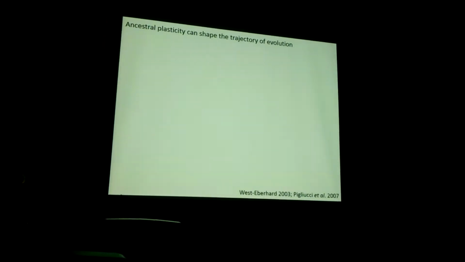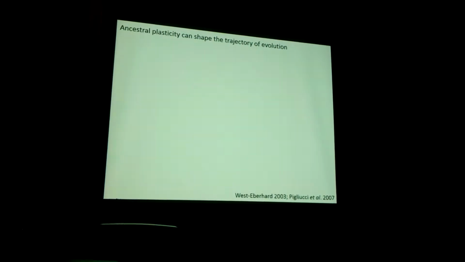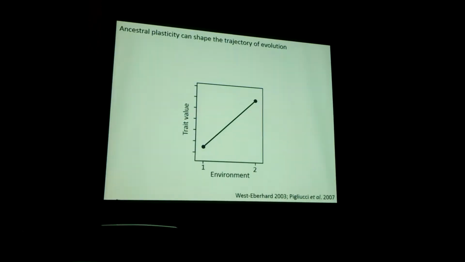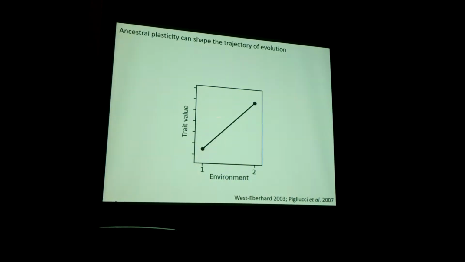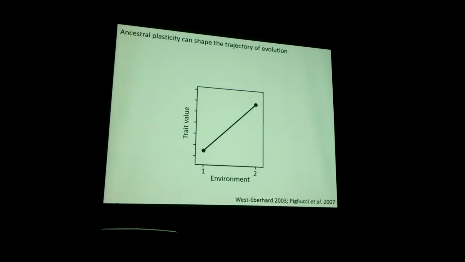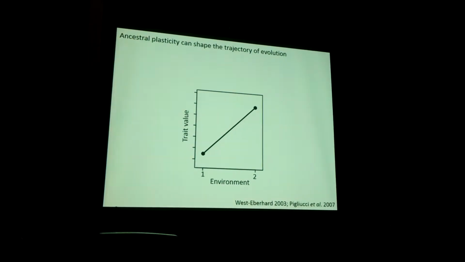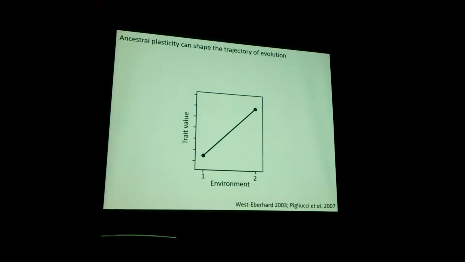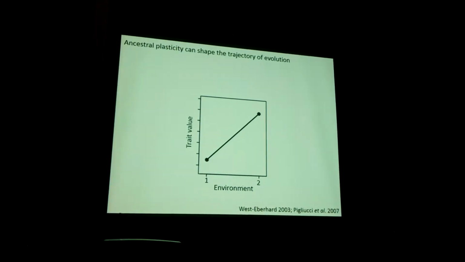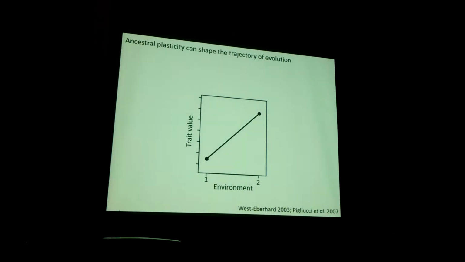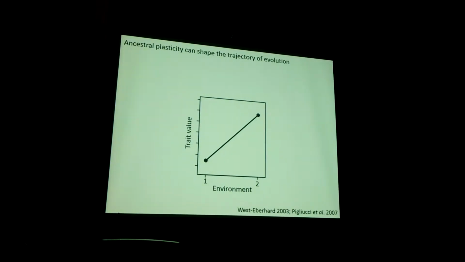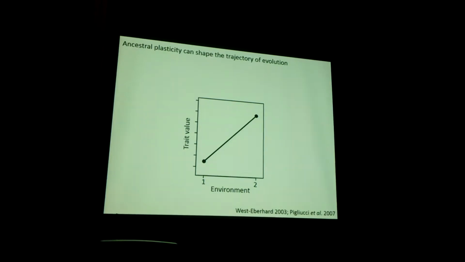So we know that for populations of organisms that invade novel habitats, ancestral phenotypic plasticity can shape the course of evolution. I just want to show you a simple example where we have a trait. Let's say that we have a plastic trait in an ancestral population shown in black. And let's just say that a group of organisms from this population invade environment 2. And in this plastic trait, the value is higher in environment 2 than in environment 1.